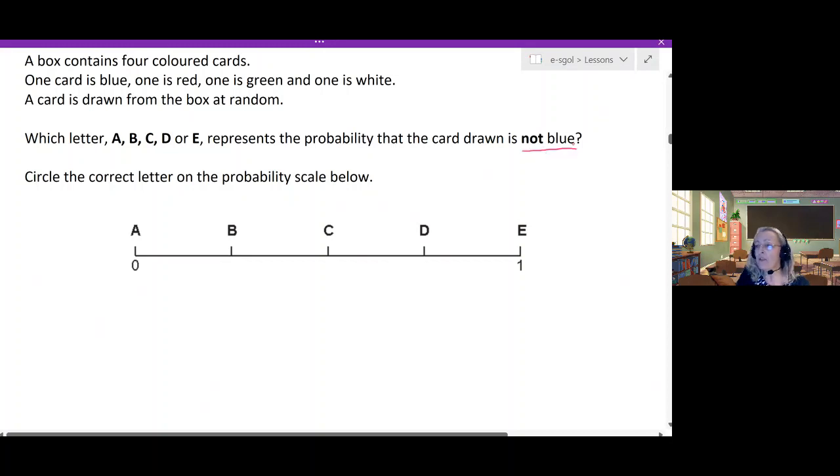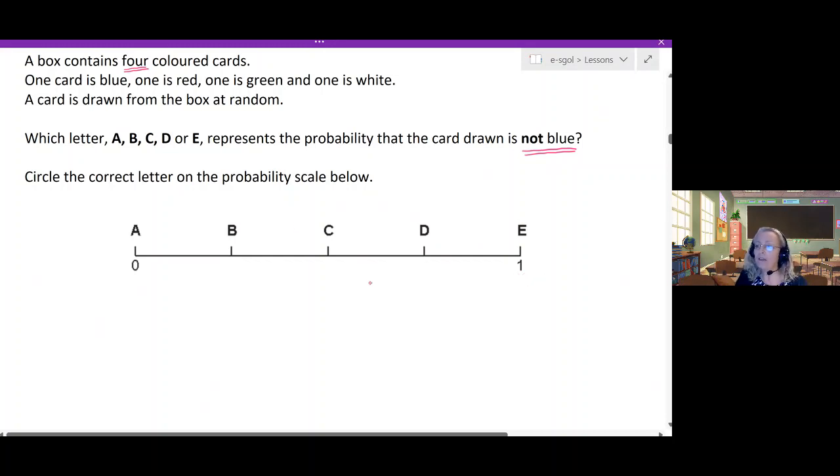Okay, so we need not blue. And the other relevant fact here is that there are 4 cards in this box. So we've got 4 cards, 1 blue, 1 red, 1 green, 1 white, and we want the probability the card is not blue. And you can see we've got a probability scale here. And it ranges from 0 to 1. And 0 in probability is something can definitely not happen. So it's impossible. And then 1 in probability means that something is certain. It's definitely going to happen.